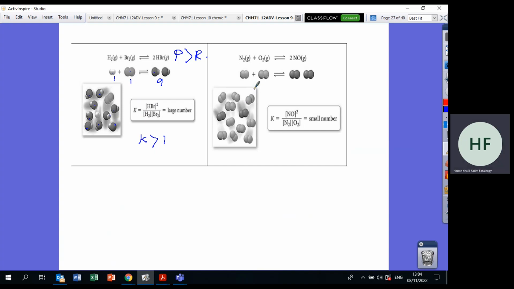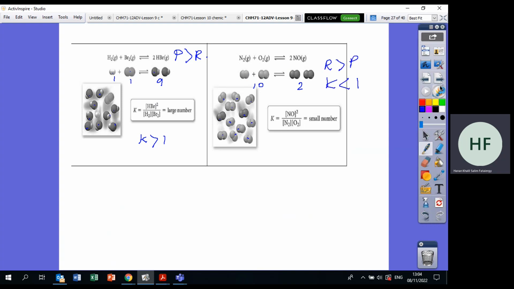Now let's look here. We have the grays are the reactants and these are the products. So we have two products and the reactants 1, 2, 3, 4, 5, 6, 7, 8, 9, 10. Who is more? Reactants are more than products. So here I expect K to be less than 1.